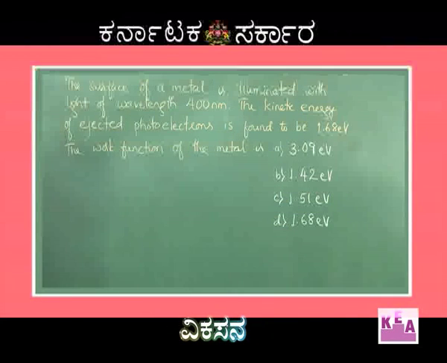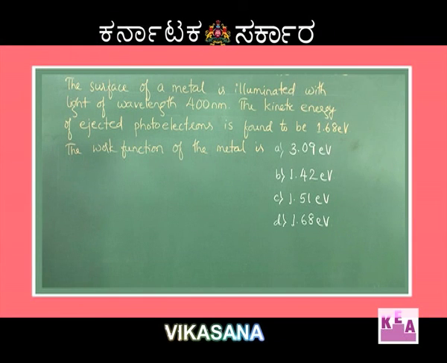Let's have a look at the next problem. The surface of a metal is illuminated with light of wavelength 400 nanometer. The kinetic energy of ejected electrons is found to be 1.68 electron volt. The work function of the metal is: options A 3.09 electron volt, B 1.42 electron volt, C 1.51 electron volt, and D 1.68 electron volt.